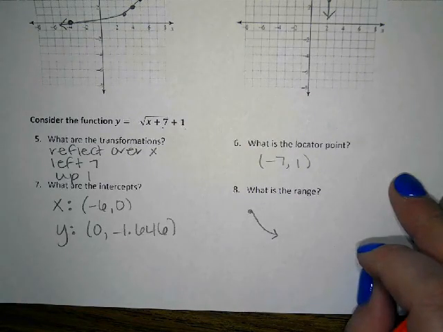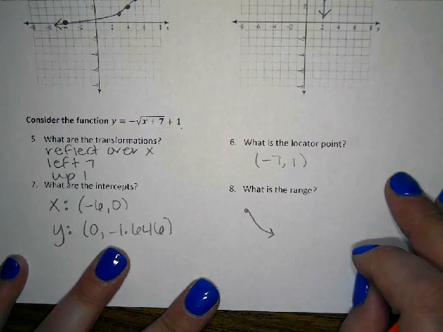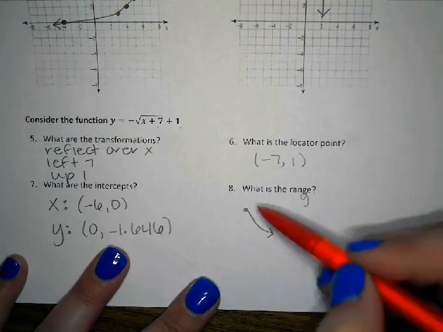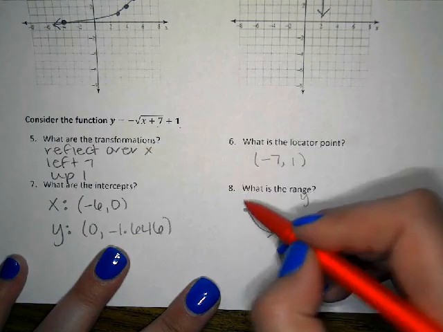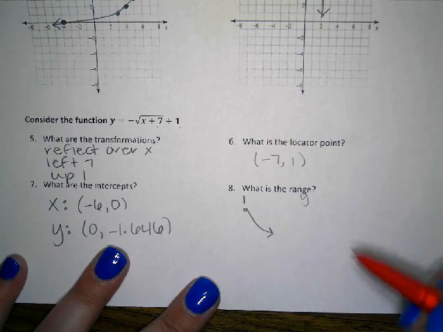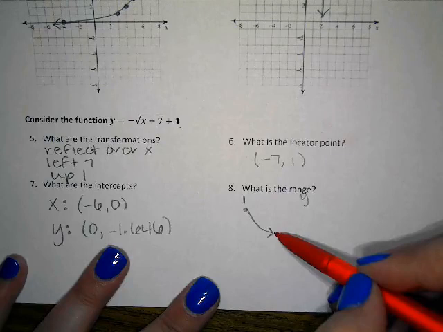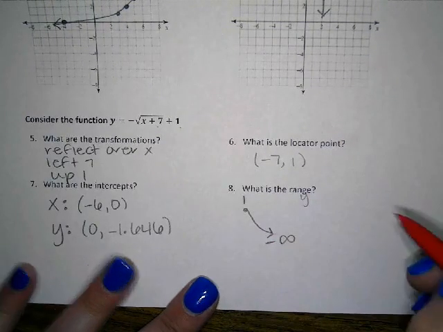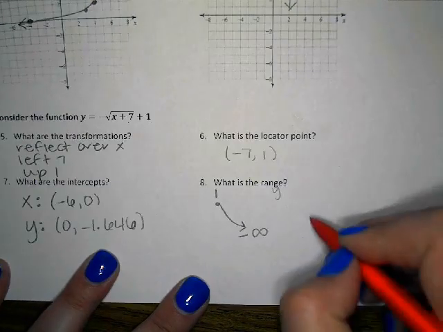So is the range x values or is it y values? Y values. So domain is x, range is y values. So what is the y value right here? 1. That's the locator point, so that's a y value of 1. What's the y value for this arrow? Negative infinity. If it was an x value, it would be a positive infinity, but it's a y value, so it's a negative infinity. Negative infinity, comma, 1 bracket.